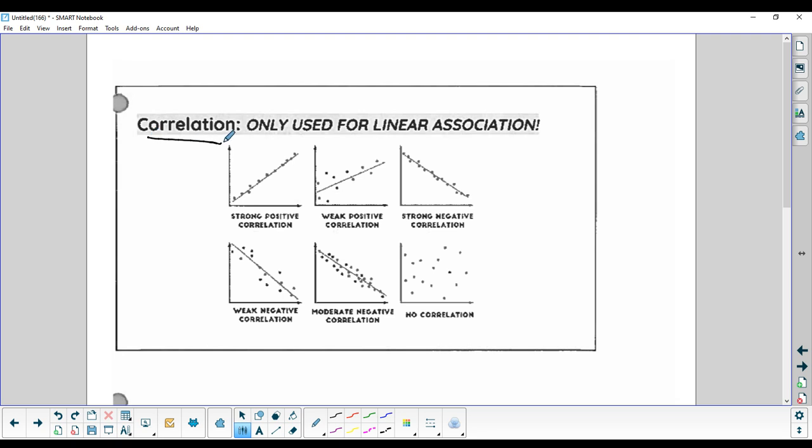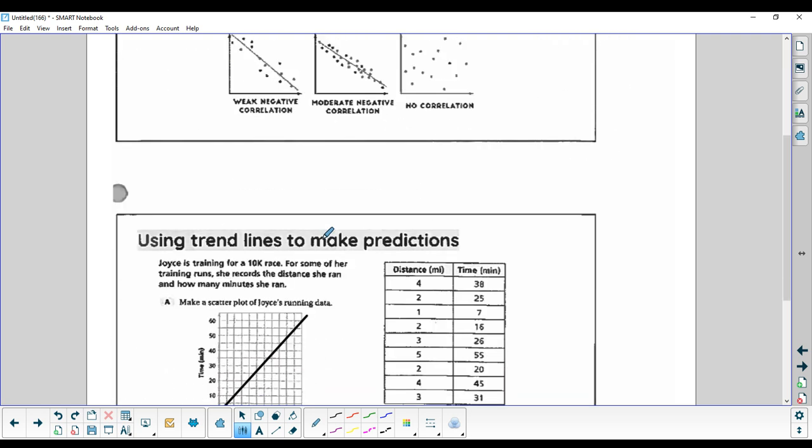Correlation is another vocab word that we only are going to use if it's a linear association. So I love to use this diagram to help me keep things straight. The big category is association. You can always describe a scatter plot as association. You only use the word correlation if it happens to be a linear scatter plot. So all of these are linear scatter plots, so we can use the word correlation.